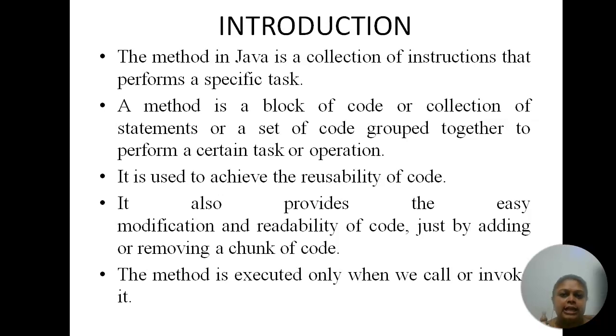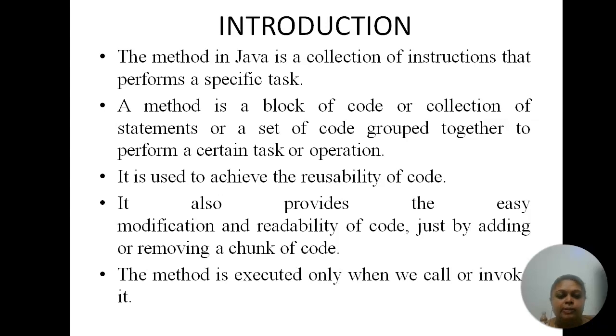Methods in Java is a collection of instructions that perform a specific task. So it means that it contains some block of code that are grouped together to perform a specific task. That is why we are saying that it is a collection of instructions. Using methods, reusability of code is also achieved. How is reusability achieved? If any code needs to be used again and again, calling a method is enough instead of writing the code again and again. That is why reusability is achieved.